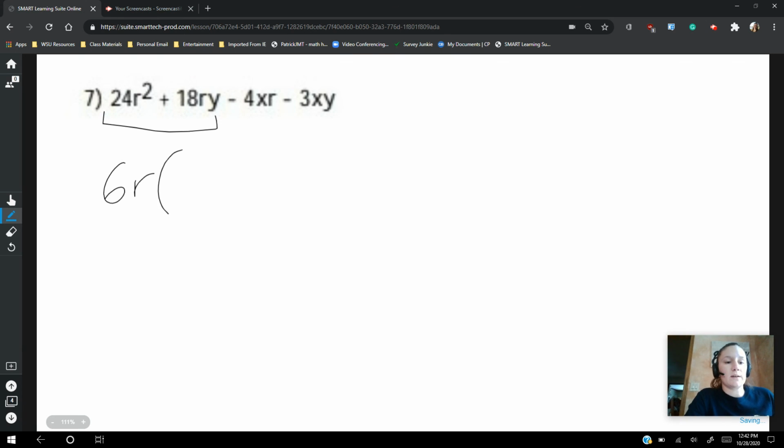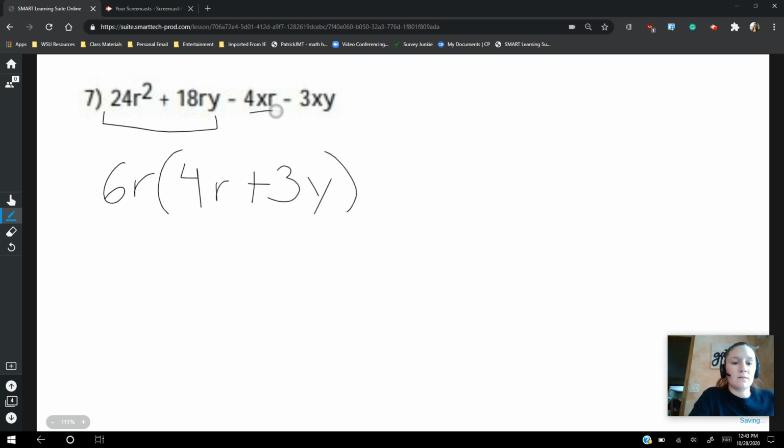So inside, it's 24 divided by 6, which is 4. And we only pulled out one r, so we still have another r. And then plus 18 divided by 6 is 3. Then the r's will cancel, and then we have the y still.